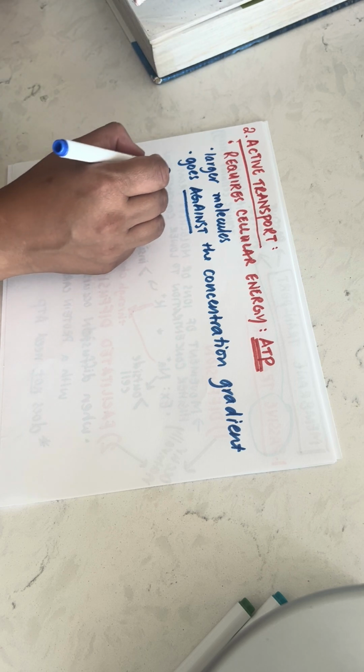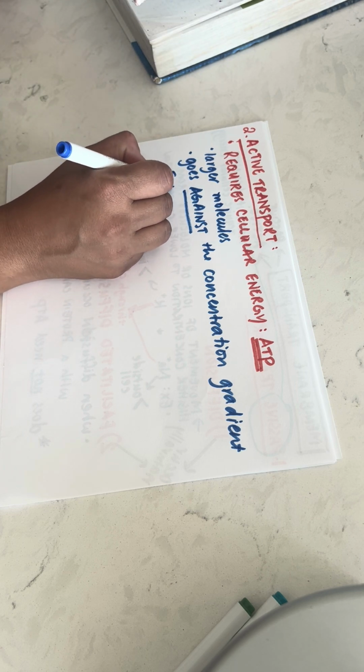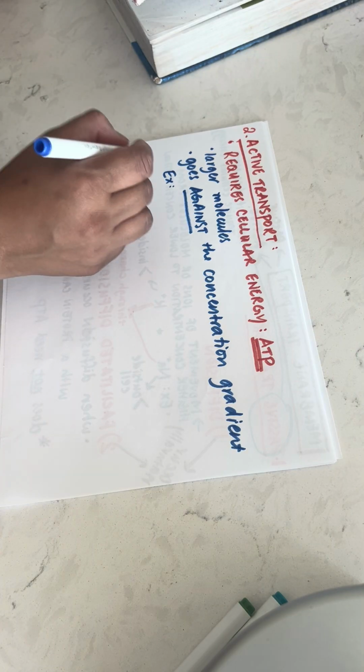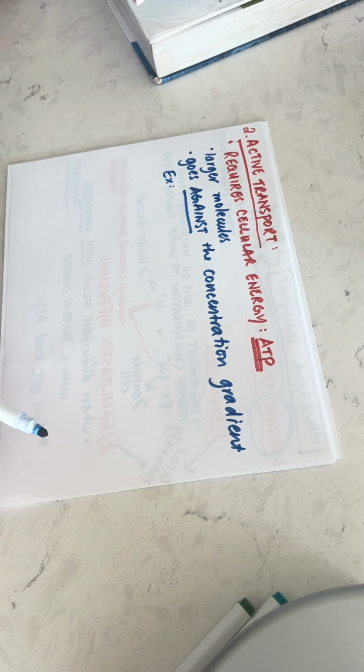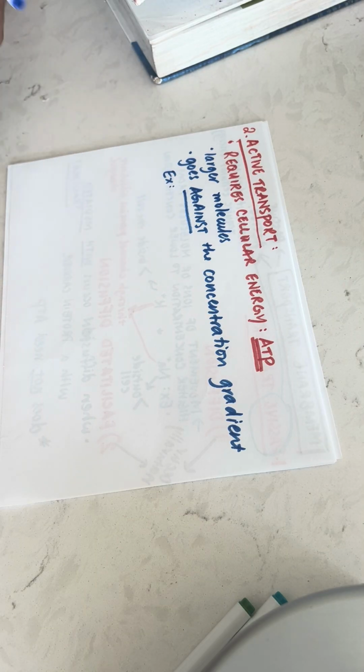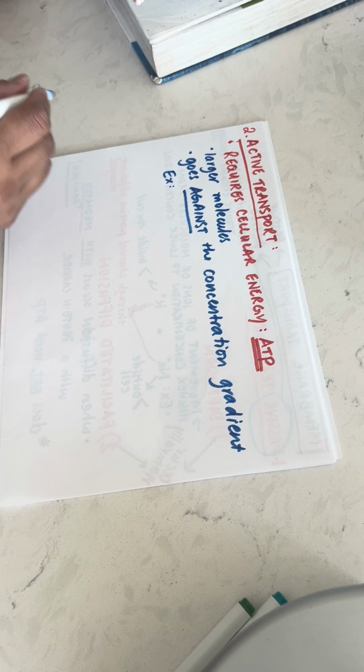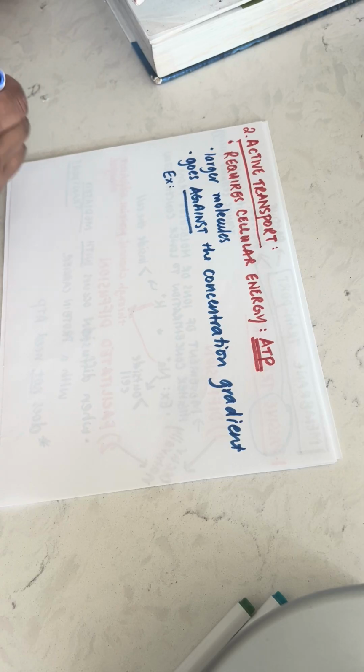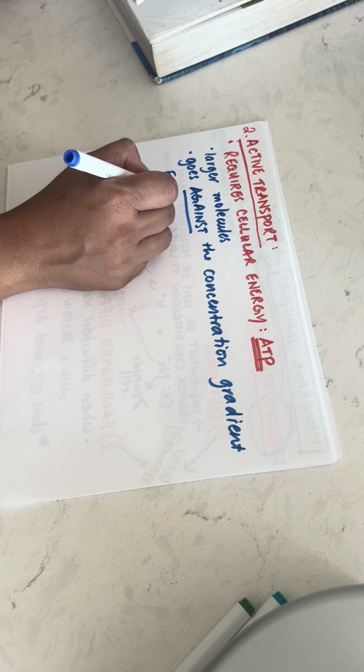Now, let's talk about an example. Sodium goes into the cell when potassium comes out. Remember we said there's more sodium outside the cell? Once the sodium is inside the cell, it's going to require a carrier and ATP to push it back outside the cell again. So it'll diffuse in, but it has to be pushed out by active transport. It goes in by diffusion, comes out by active transport.